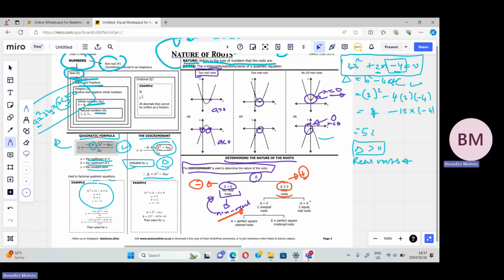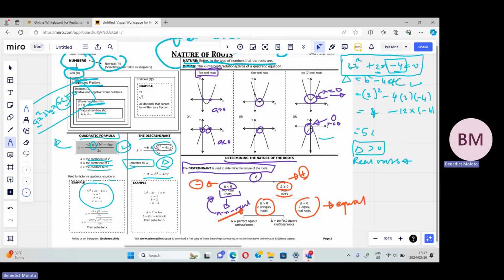If delta is equal to 0, we're talking about 2 equal roots. Basically, I just like to say the roots are equal. That is according to my perspective. Then we've got 2 real roots. The roots are real and they're equal, right? When delta is greater than 0, 2 unequal roots.